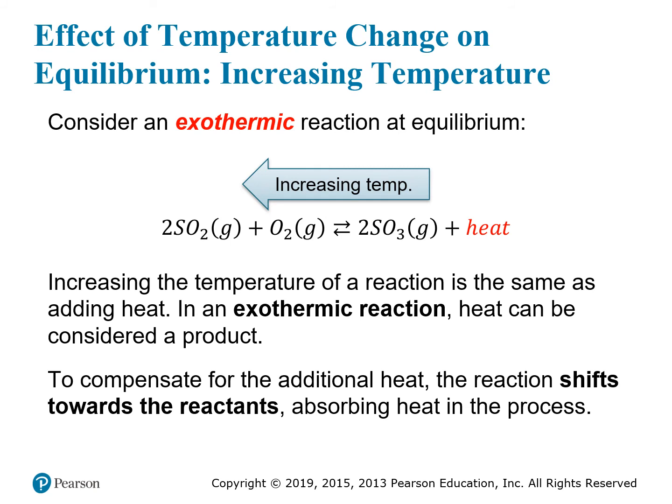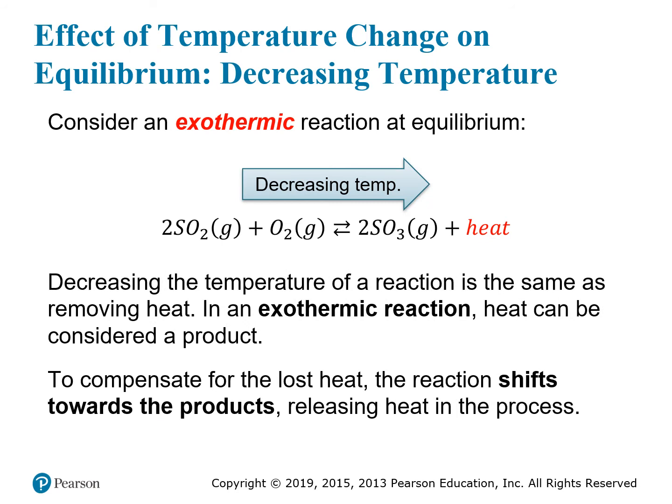As you might have guessed, the situation is completely reversed for an exothermic reaction. In an exothermic reaction, heat is a product of the forward reaction, meaning heat is produced when the reaction goes from left to right. So if you increase the temperature of an exothermic reaction, you're really increasing the amount of a product. That means that this is going to shift the reaction from right to left, shifting it back towards the reactants.